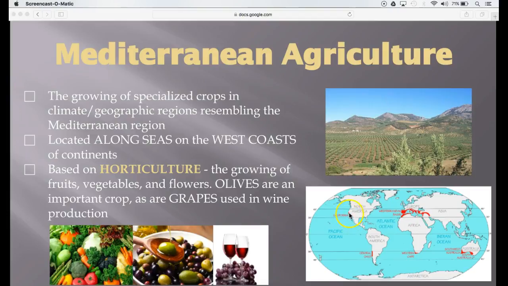California is a Mediterranean environment. Central Chile's environment is a Mediterranean environment. Southern and western coast of Africa here. Same thing for Australia, but the heart of it is the Mediterranean Sea, hence why they call it Mediterranean agriculture. Things that are grown there, you're going to see olives, you're going to be seeing grapes.